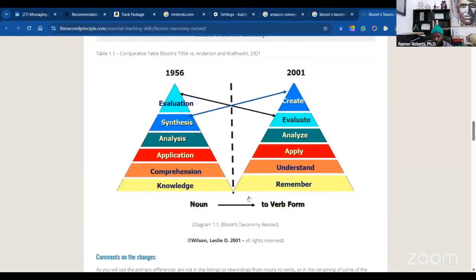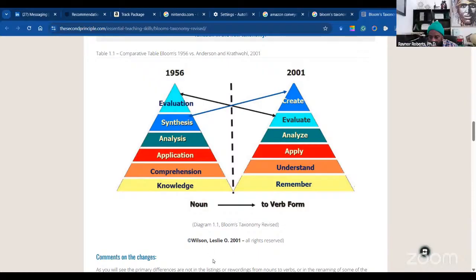Here's the old one and the new one, the 2001. And you see how evaluation and synthesis have swapped. They switched. Now, the good thing about the change is that they changed from noun to verb. That helps teachers write good, smart objectives. So it's good from that perspective. It's bad in that we took create and swapped it with evaluate.